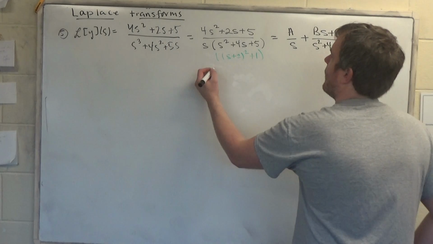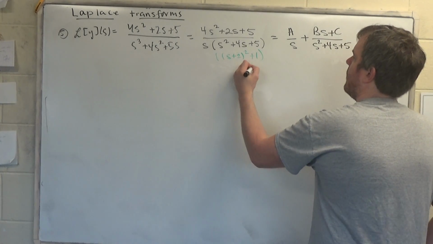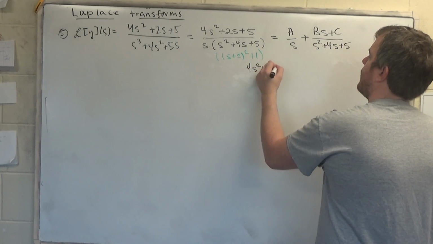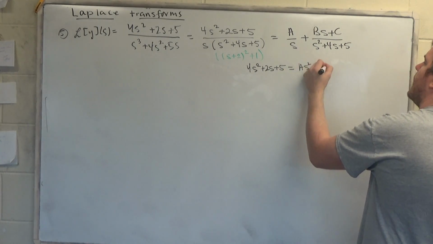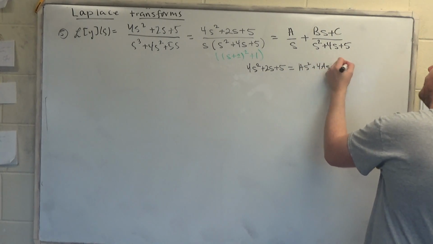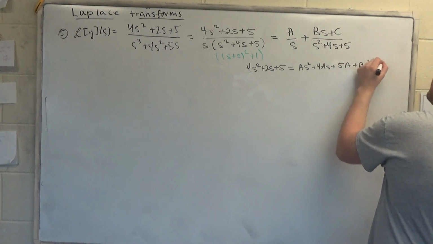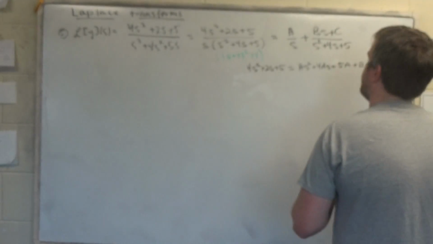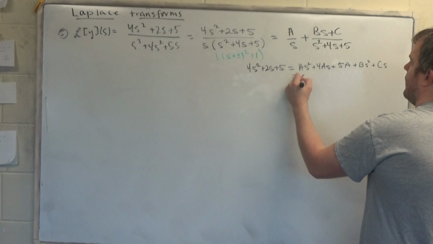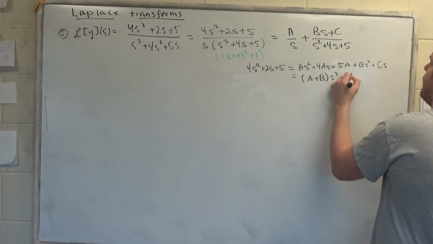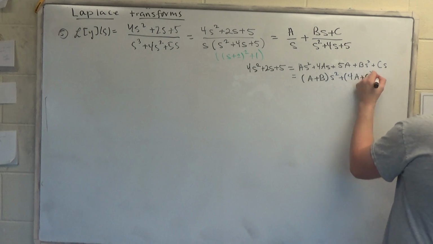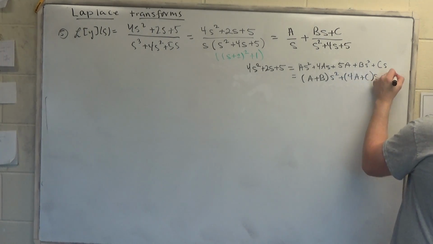So what we get is that 4s squared plus 2s plus 5 is equal to as squared plus 4as plus 5a plus bs squared plus cs. So this is a plus b s squared plus 4a plus c s plus 5a.